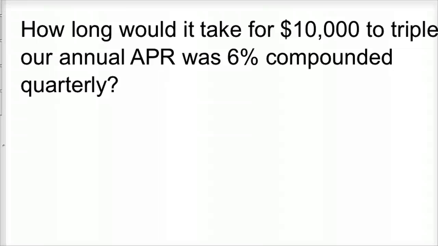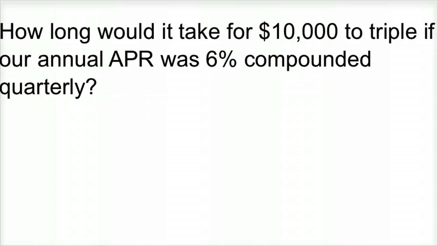So let's apply compound interest here. Let me get it to fit. Here we go. How long would it take for $10,000 to triple if our annual interest, APR, annual percentage rate, was 6% and we compounded that quarterly?